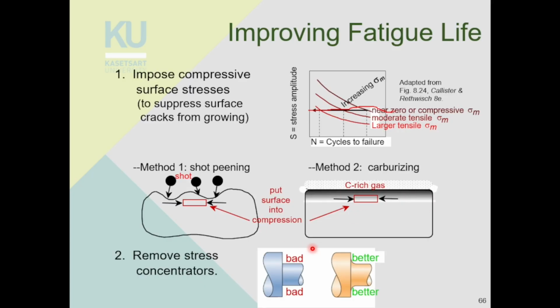Another way to make fatigue life better is by better design. When you remove stress concentrators, like this sharp angle here, if you fillet the angle, you will get a rounded angle. This is a better design. You get better fatigue performance.